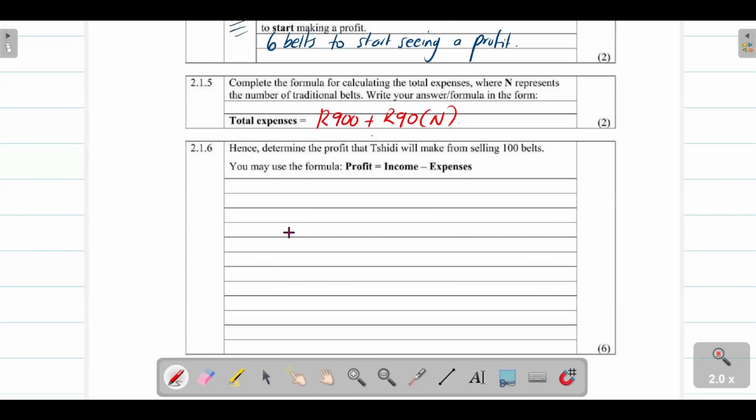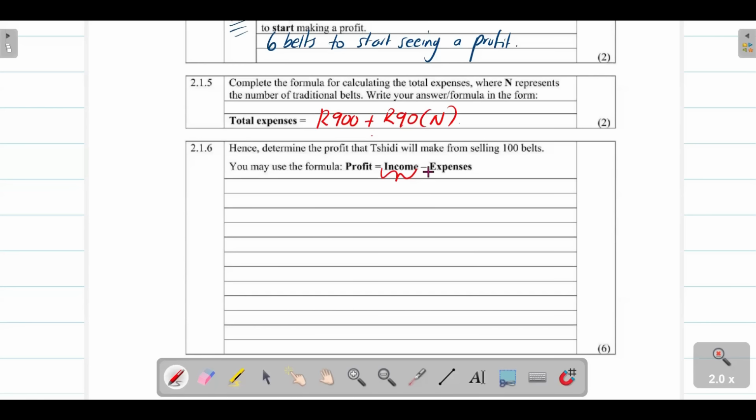Question 2.1.6. Hence, determine the profit that TD will make from selling 100 belts. For us to calculate the profit that TD will make from selling the 100 belts, all that we need to do is first calculate TD's total income for her business.